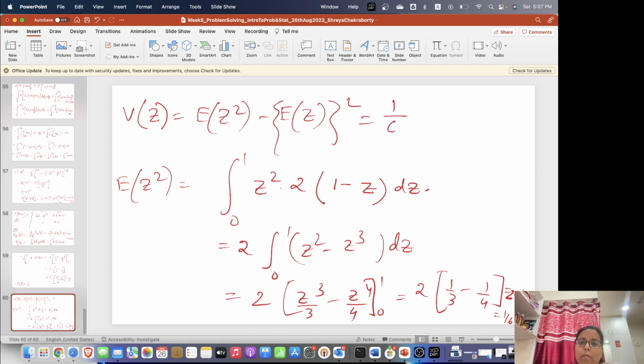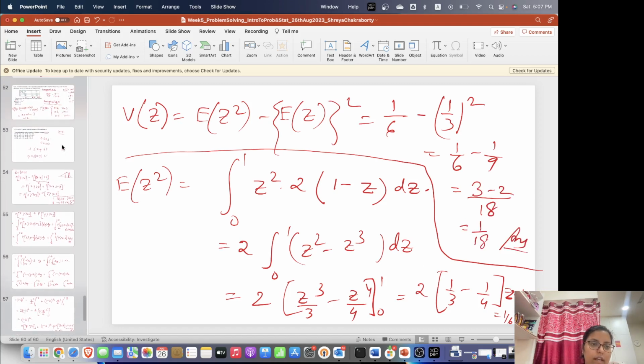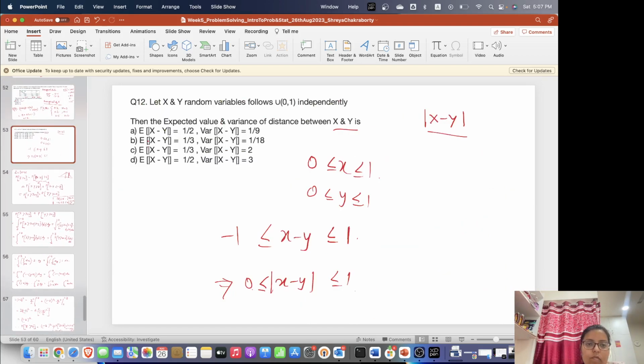So this is 12, 2 into, so this is 1 by 6. Therefore we have 1 by 6 minus (1 by 3) whole square, 1 by 6 minus 1 by 9. This will be 18, 3 minus 2, that is 1 by 18 is the answer. So the final answer is this one, answer B.